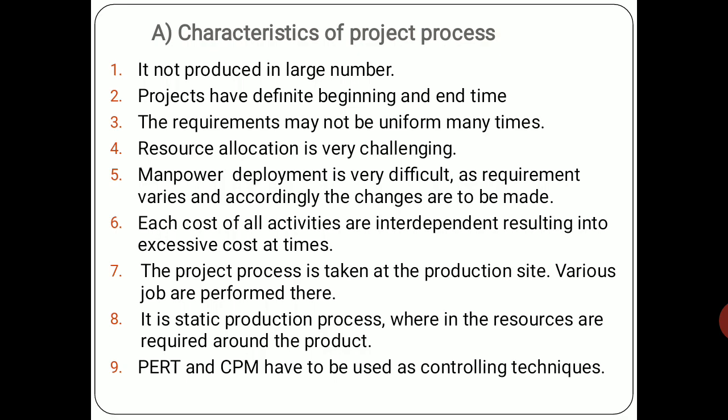The project process is taken at the production site. That means suppose dam construction is there, that's the site, and the production of this project process is taken up there, right? So every kind of resource that is required comes to that place, and that is why it is static in nature. It is a static production process wherein the resources which are required come around the product. That means for dam construction, if you need people, equipment, or raw materials, then at the site these things come up, right? So it is static in nature.